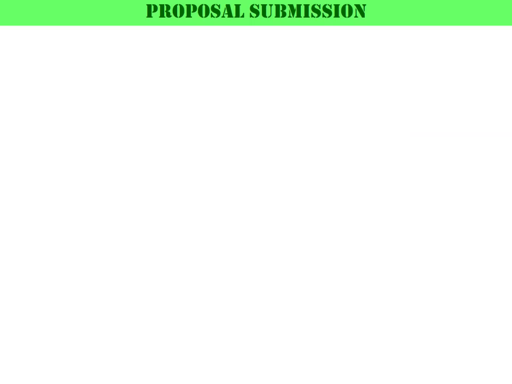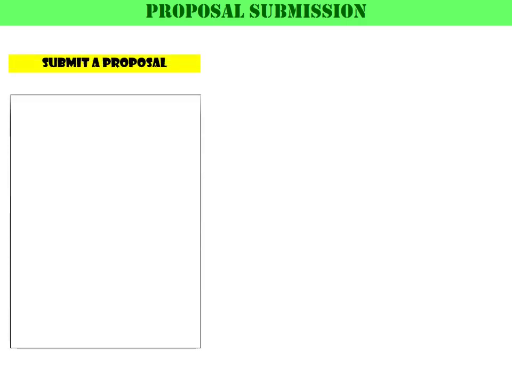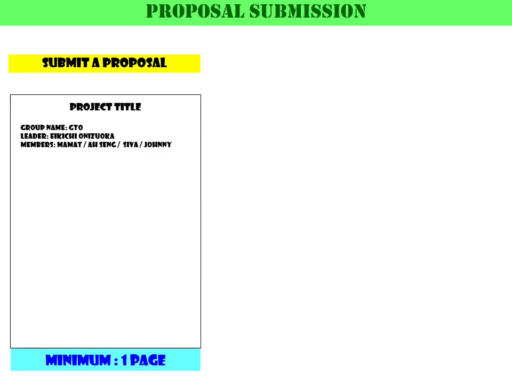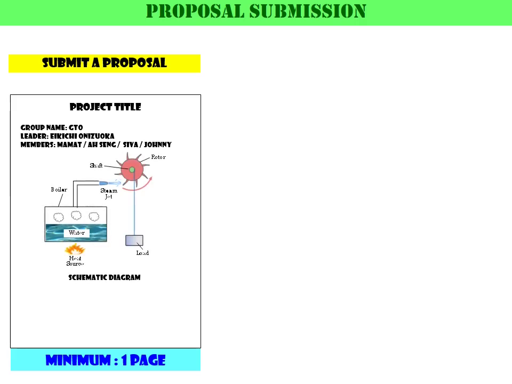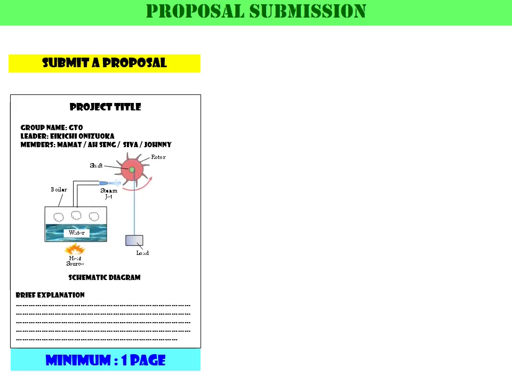Before you start your assignment progress, I want you to submit the proposal first. You need to propose what kind of device you want to select and how you want to implement it in terms of the arrangement of your report, to me first. You need to submit a proposal of minimum 1 page. Put the title, your group name, your leader's name, and your members' names, and put whatever schematic diagram, and try to explain a little bit.